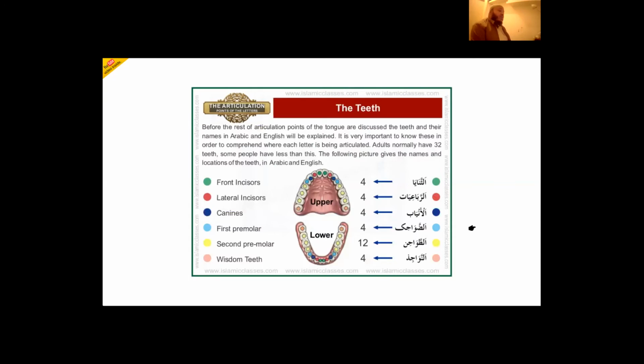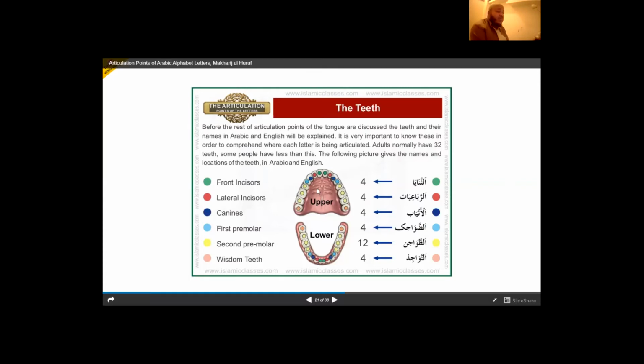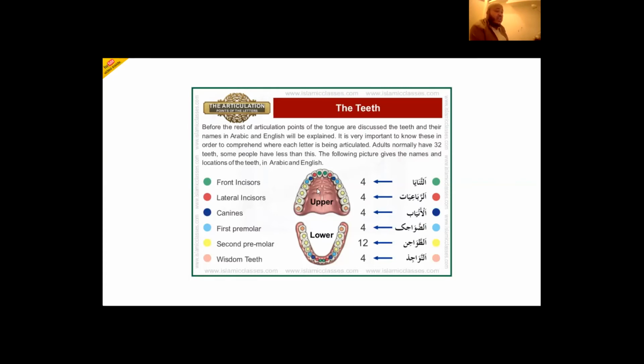Okay, now the teeth. Those who've studied dentistry, or those who are familiar with how the teeth work, we will be studying inshallah today how these letters, when they are pronounced, are related to the teeth. They're color coded for you.